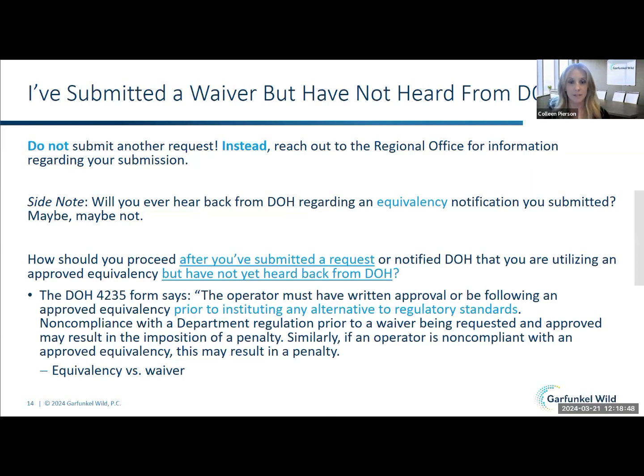In my opinion, it is different for the equivalencies because the language of the form says you must have written approval or be following an approved equivalency. As long as you are following an approved equivalency and complying with the use of that equivalency as laid out in the index published by the Department of Health, you can go forward with utilizing that equivalency. But with the medical equipment waivers, you need to get approval from the department. So you should not be using the equipment, you should not be installing it until you've received approval from the Department of Health.